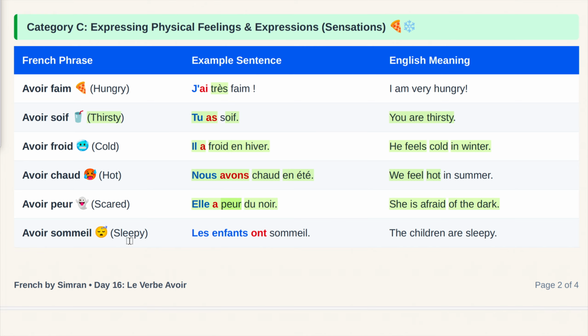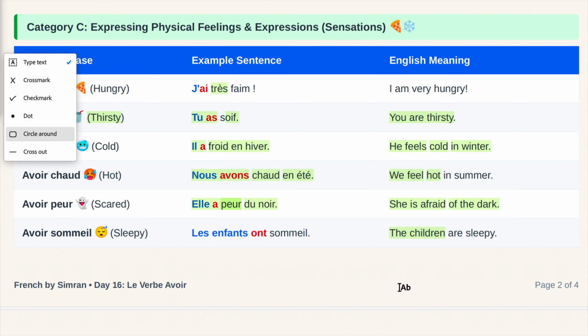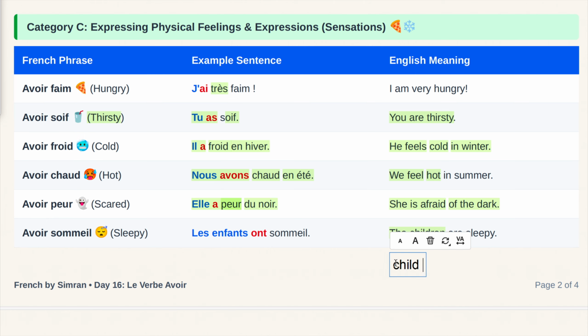D'accord? Next is the children. Now this is plural. Child is singular. Okay? And children is plural. D'accord? So you have to use the they category. They. Okay? The children are sleepy. The children is nothing but les enfants. Les is used for the plural. Okay? Les enfants.